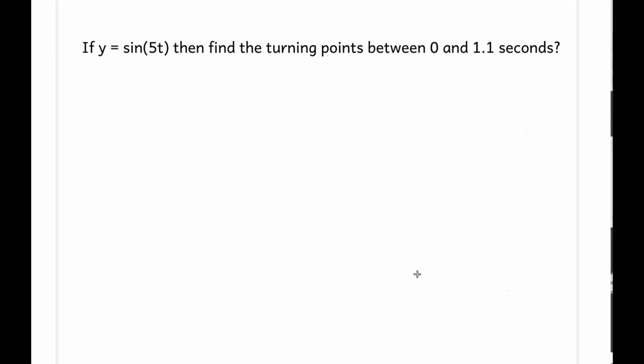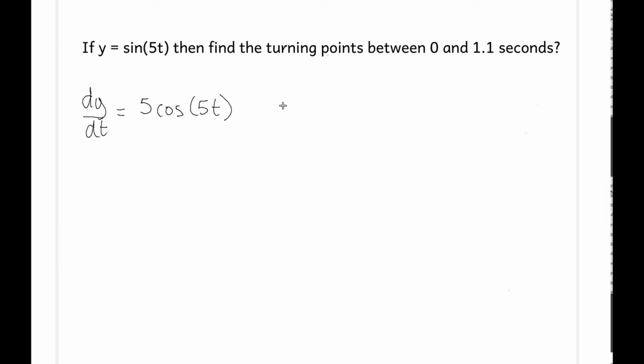As always, when finding the turning points, we're going to make use of differentiation, because differentiation gives us the gradient. So let's differentiate this. We've got dy over dt equals, quite easy to do this one, I'm trusting you can all do this easily. The 5 comes out to the front, we've got a cosine function, and the stuff in the bracket stays the same.